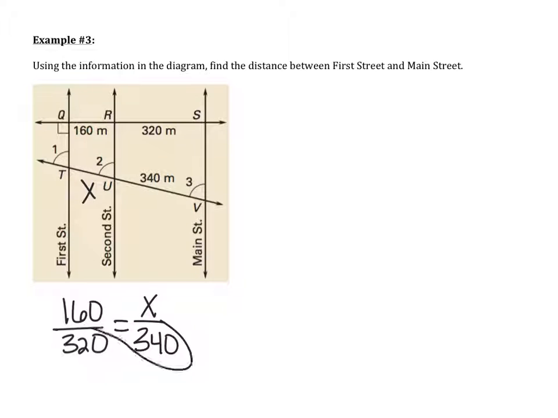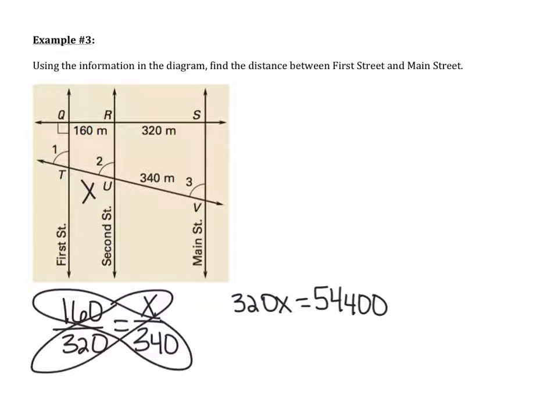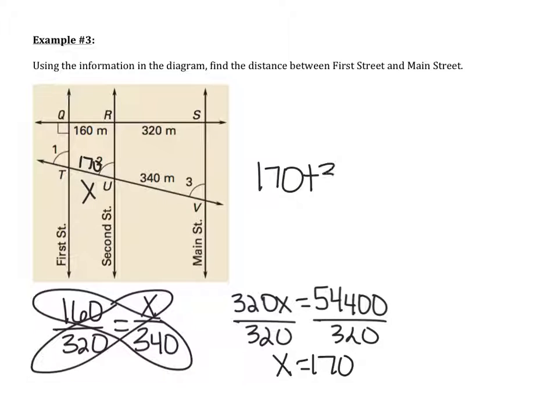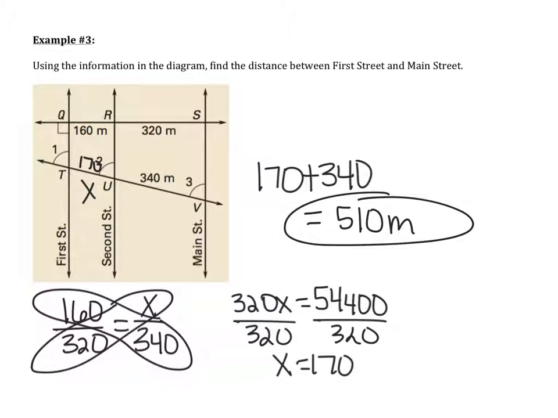So after I cross multiply, I set up my equation. 320x equals 54,400. So now I would just divide both sides by 320 and get x equals 170. So that means that this length right here from T to U is 170. So the distance between First Street and Main Street would be 170 plus 340. So I end up with 510 meters since we are working in meters.